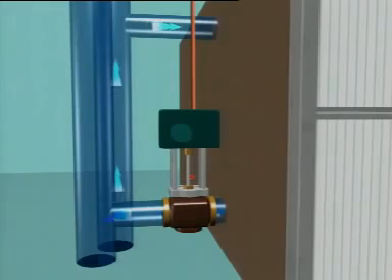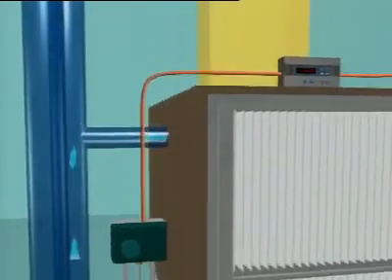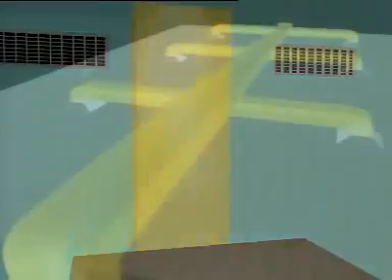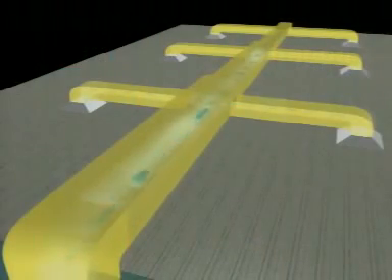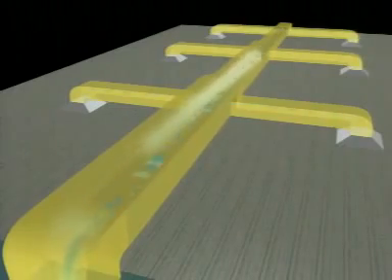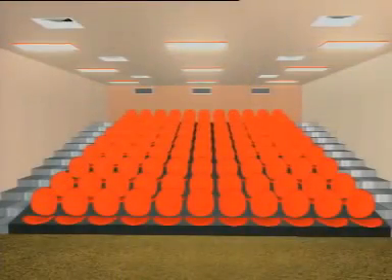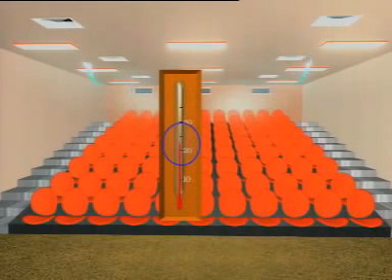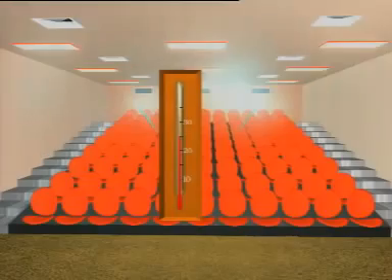The slower rate of chilled water flow will cause the temperature of supply air to rise. Now, with the higher temperature supply air, the air-conditioned space temperature is returned to its set point.